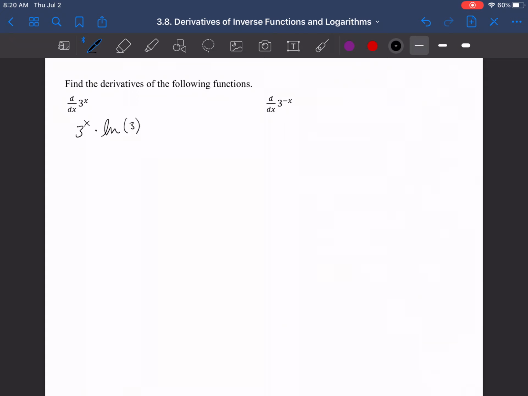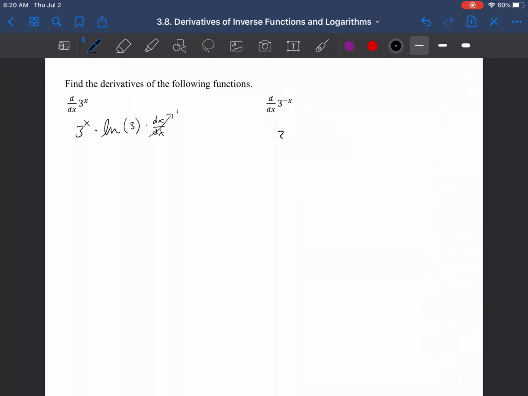And then times, if we wanted to do the chain rule, times the derivative of the exponent, which is just dx, but that's just 1. So it's up to you if you want to write that or not. All right, how about the derivative of 3 to the negative x?